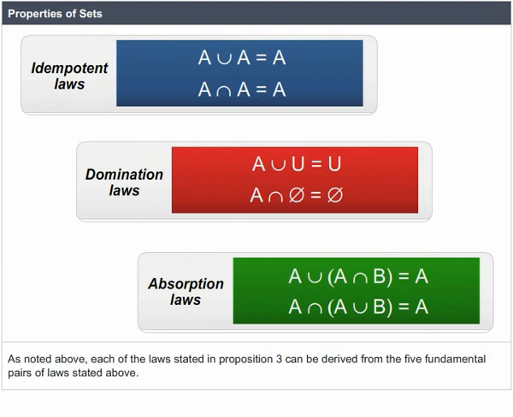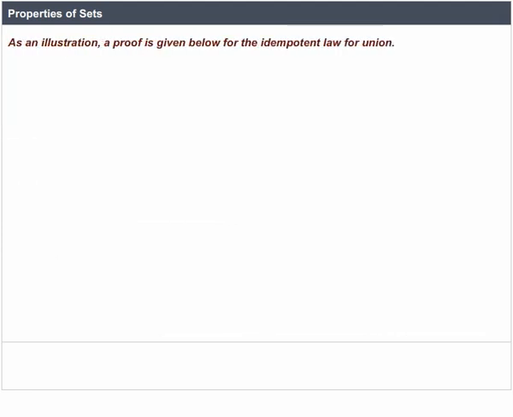As noted above, each of the laws stated in the proposition can be derived from the five fundamental pairs of laws stated above. As an illustration, a proof is given below for the idempotent law for union. Proof.